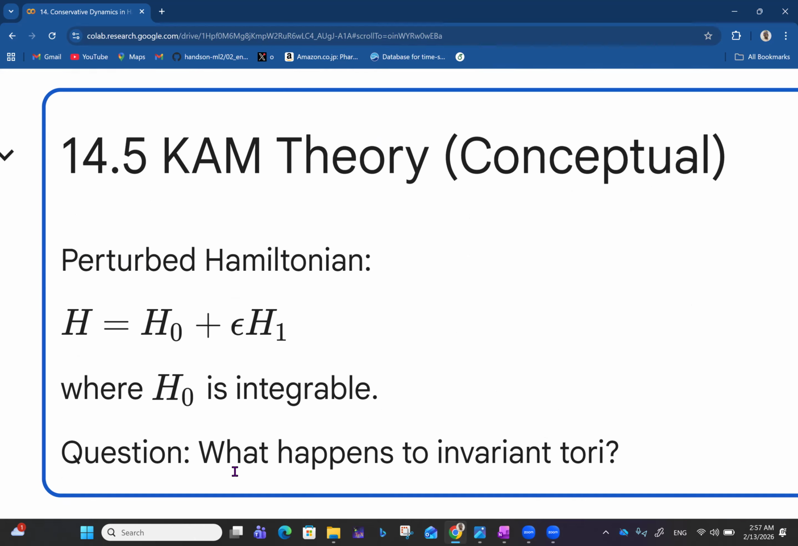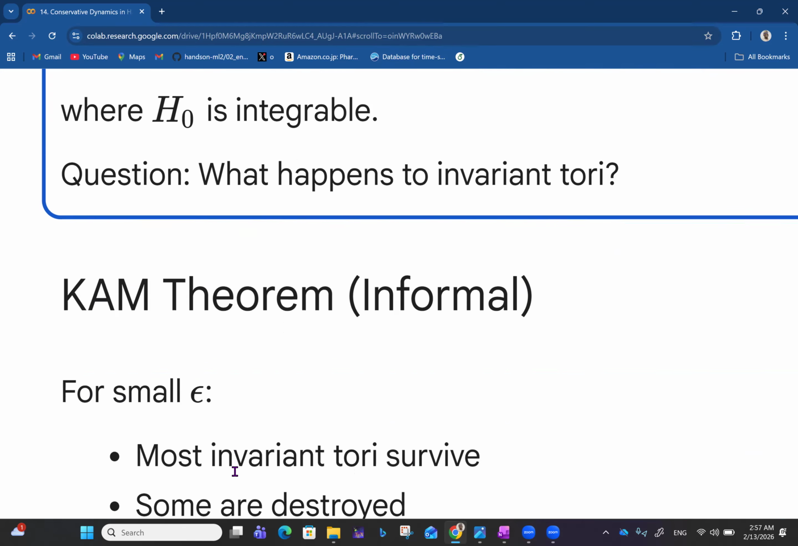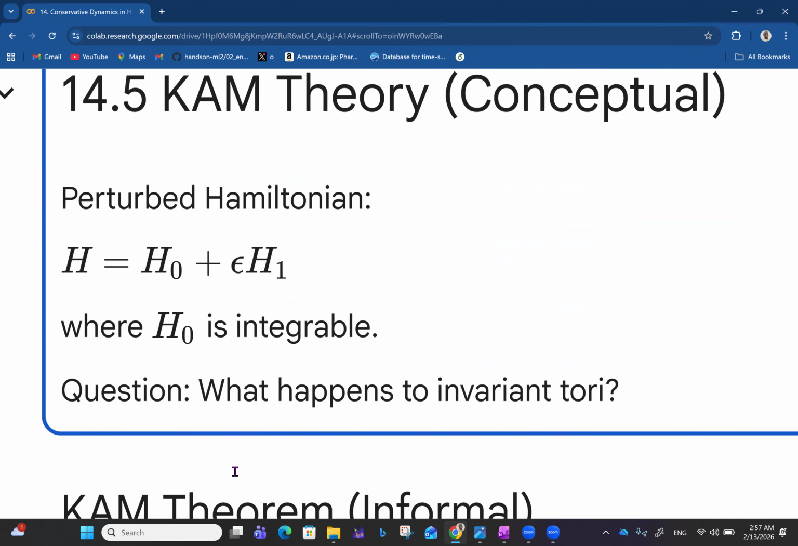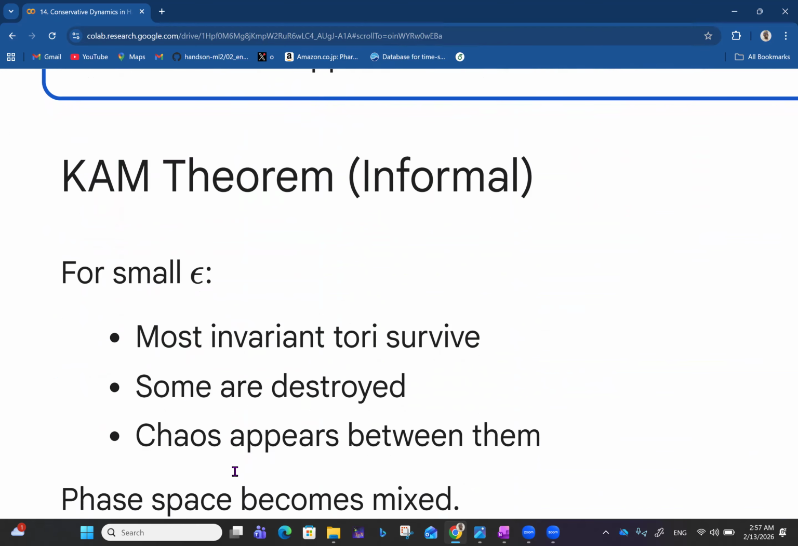Now, the question is, what happens to the invariant tori in this case? That's a question we ask ourselves in this situation. And that takes us to the informal definition of KAM theory.